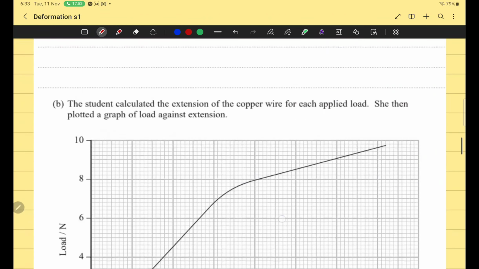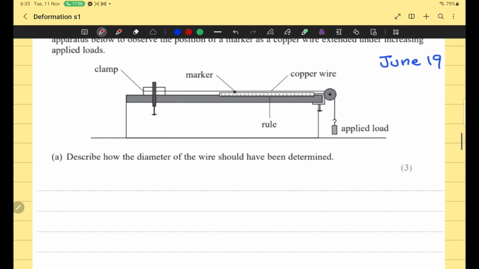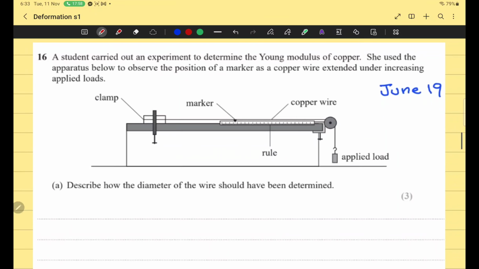And now next question. Acha ji. This question is from June 2019 paper. This is a question from June 2019. And in this question, you are in a lab, physics lab, and you are calculating young modulus of this copper wire. This is a copper wire, and now you have to determine its young modulus.